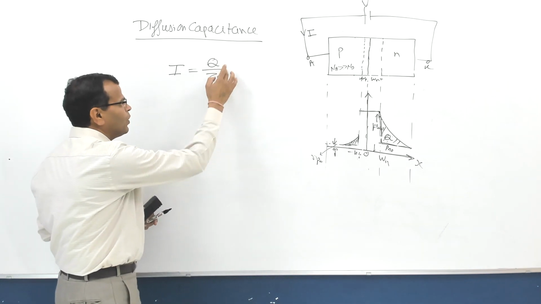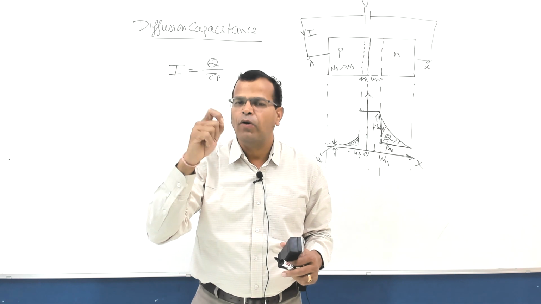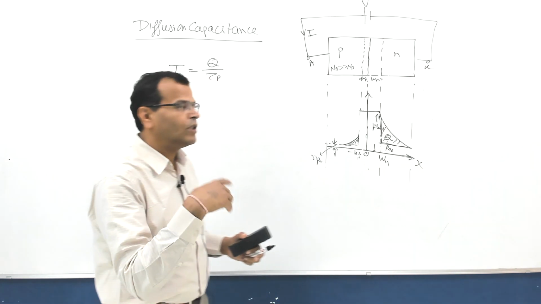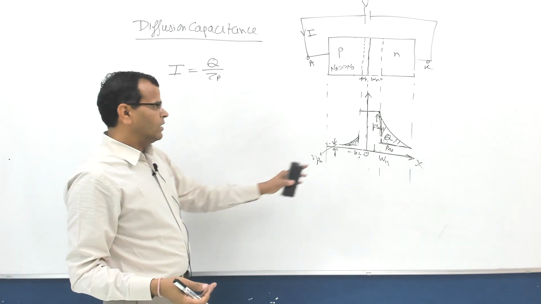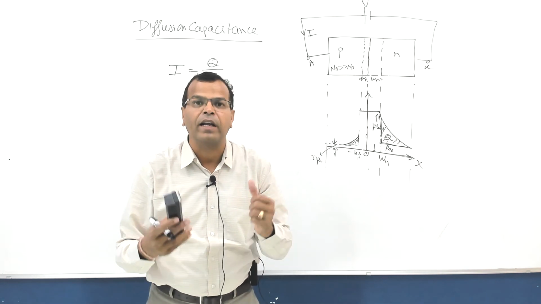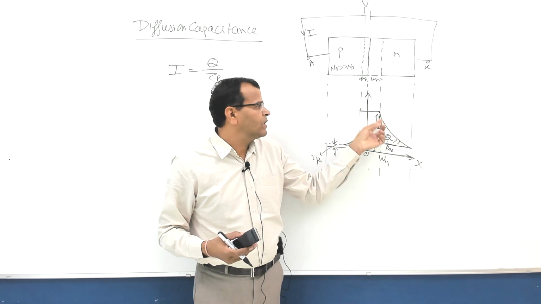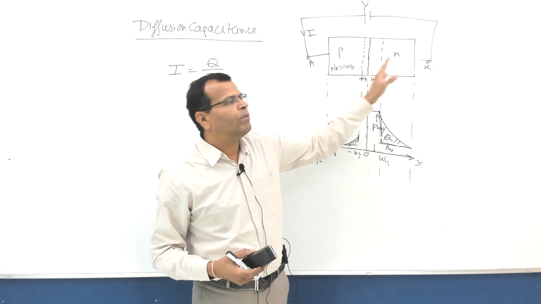I is equal to Q upon tau P, where tau is what? Average lifetime of holes, average lifetime of minority carriers, that is holes on N side. Similarly, you can find in terms of electrons, but just for simplification of mathematical analysis, we neglect this charge stored, because most of the charge is being stored on N side. Why? Because this is heavily doped, this is lightly doped.